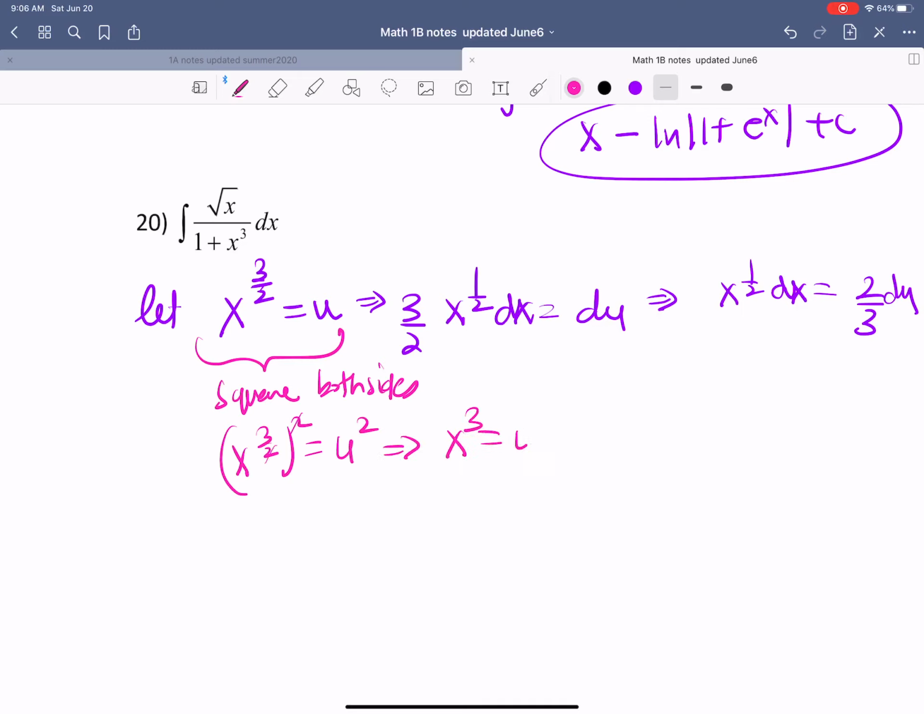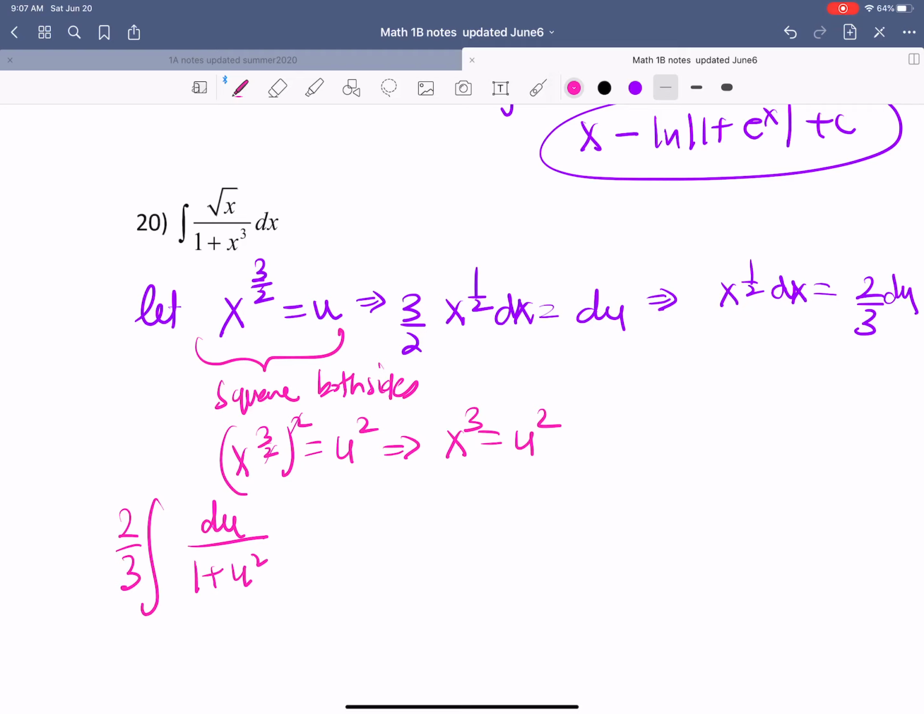So x cubed can also be written as u squared. Now I'm ready to change this integral into a u integral. So 2/3 du over 1 plus u squared. Okay, 2/3 du over 1 plus u squared.